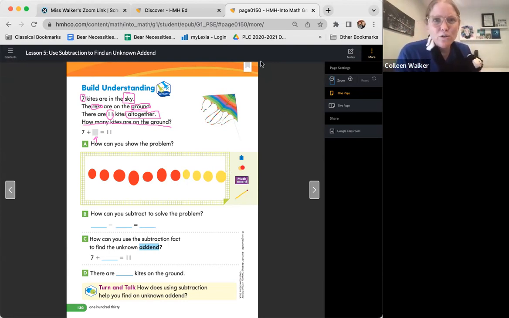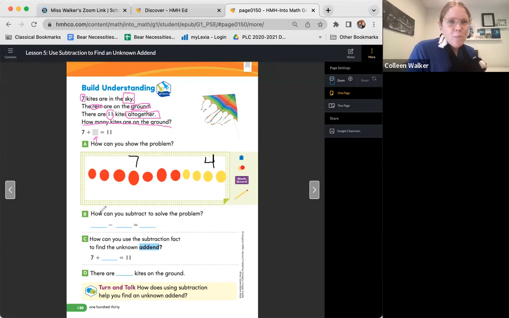11 kites total. So friends, if you look at what we just did, you'll see that we gave ourselves 7 red kites because that's what we knew. And how many kites were on the ground? These were the 7 in the sky. And how many more did we do? Yes, we did 4. And those were the kites that were on the ground.